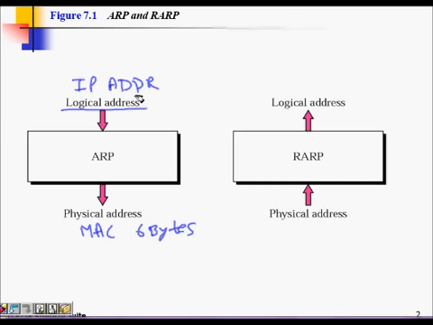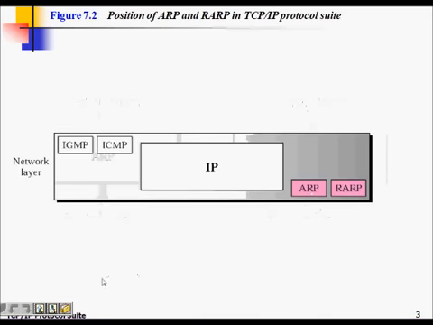So if I know the IP address of one machine and I want to know the physical address for it, I will use ARP, okay? And when I know the physical address and I want to find its IP address, I will use reverse ARP, okay? And why is that needed? So let's try to see. And both ARP and reverse ARP are network layer protocols, okay? So let's try to see.